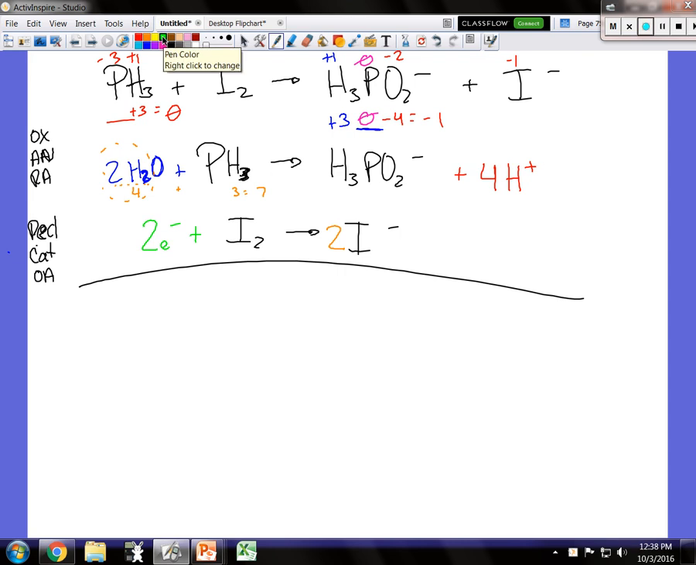Now I got to balance my electrons. All right, what's the total charge on the reactant side for the oxidation half? 0. What is the charge on the product side of that half? Positive 3. So what do I need to add to make them match? 3 electrons.